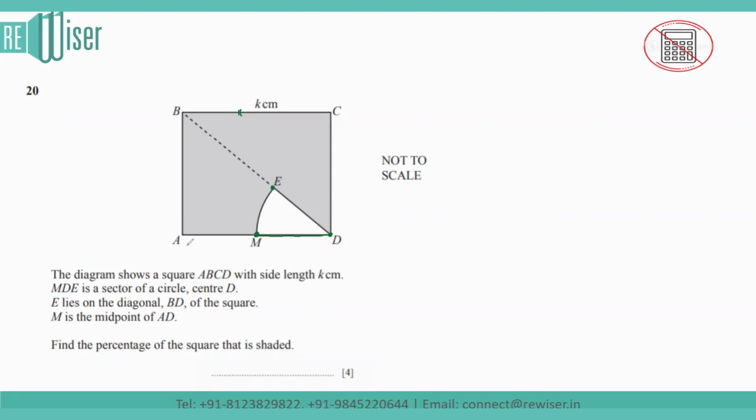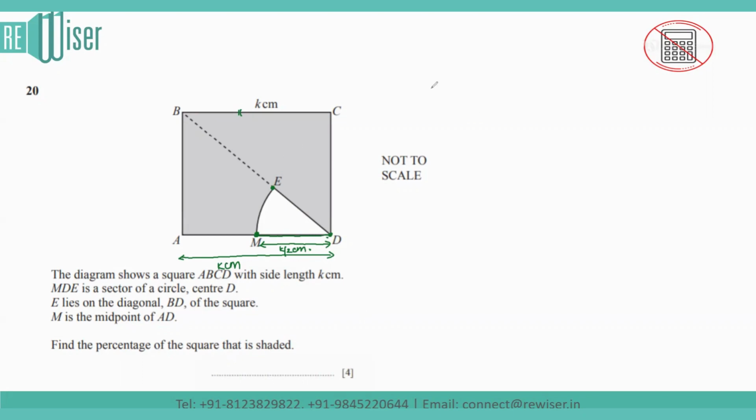So as the entire length AD is given to be k centimeters and M is the midpoint, therefore MD is equal to k by 2 centimeters. Now, we are asked to find the percentage of the square that is shaded. So, first of all, let us find the area shaded.